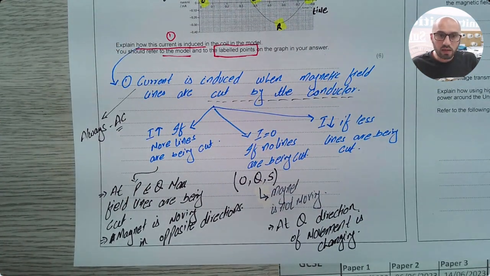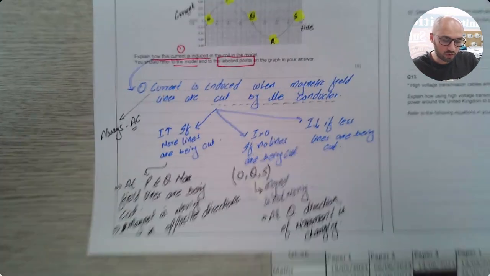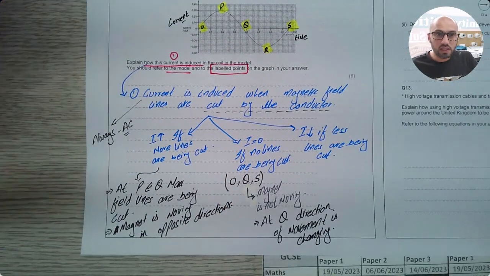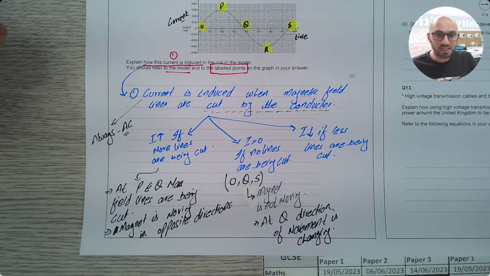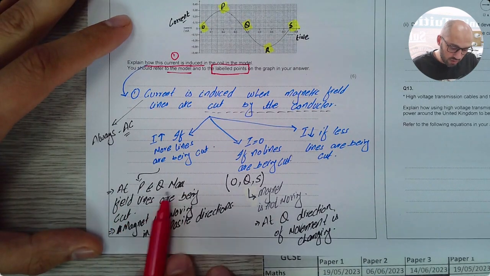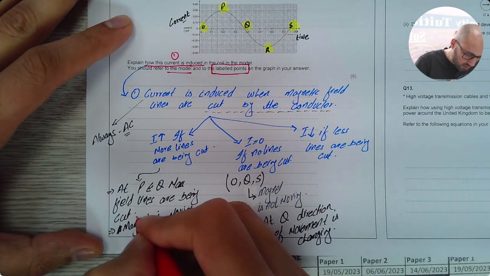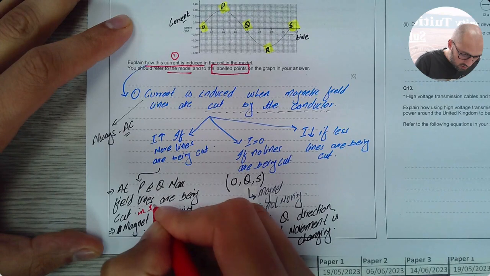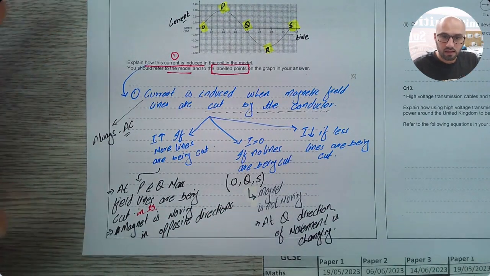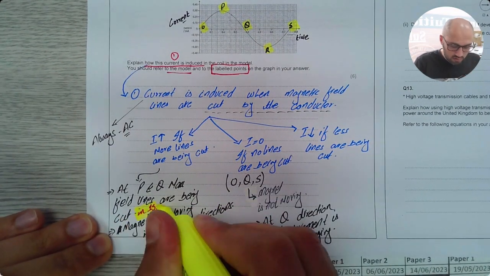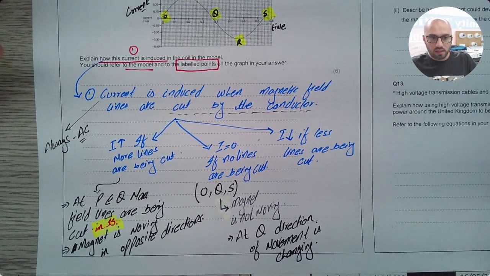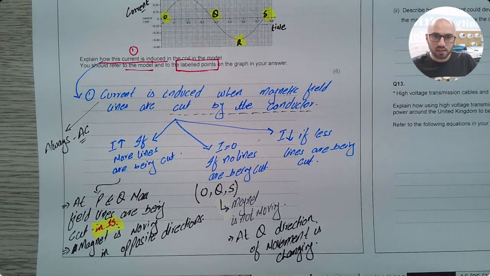Now I need to add one last bit to it, and that's something very, very important. I've been talking about the field lines, but we are looking at the current being produced, so we have to mention that these field lines are being cut in 1 second. So I said here at P and R, maximum field lines are being cut. I have to add in 1 second. And this is an example of an answer which will get you full marks on a question like this.